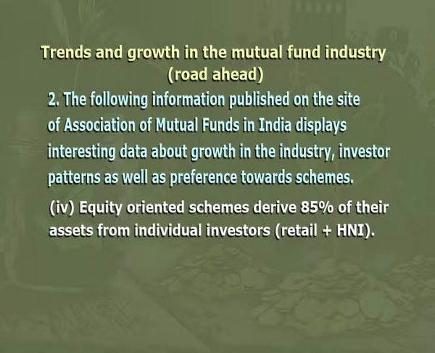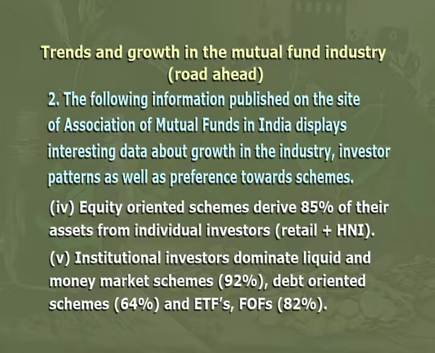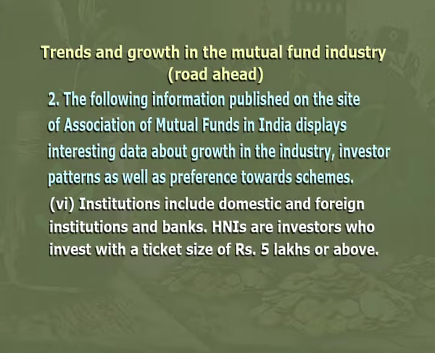Equity-oriented schemes derive 85% of their assets from individual investors, that is retail plus high net worth individuals. Institutional investors dominate liquid and money market schemes, that is up to 92%, debt-oriented schemes close to 64%, and exchange traded funds and funds of funds close to 82%. Institutions include domestic and foreign institutions and banks. High net worth individuals are investors who invest with a ticket size of rupees 5 lakhs or above.